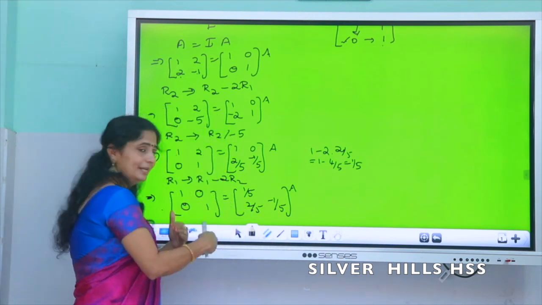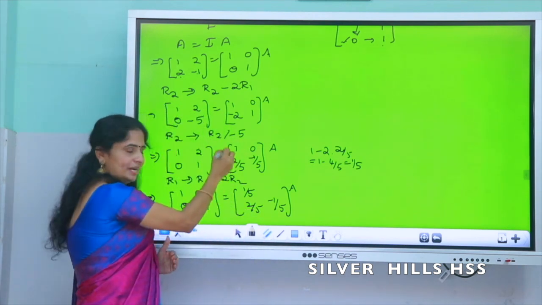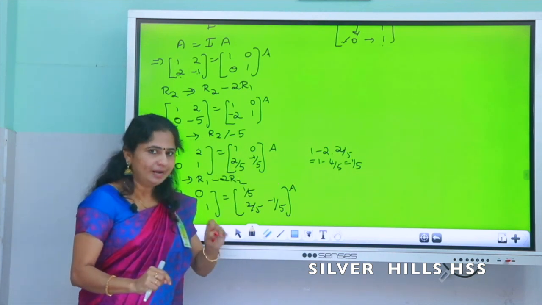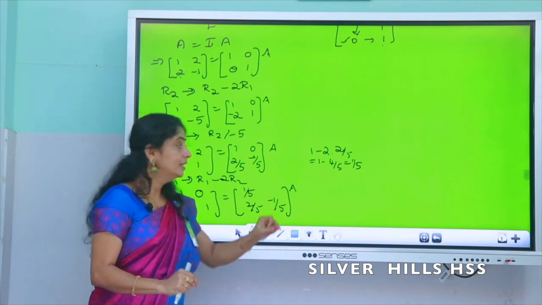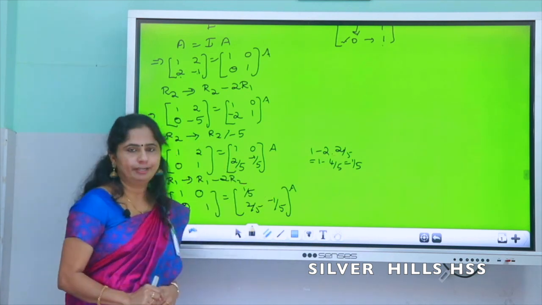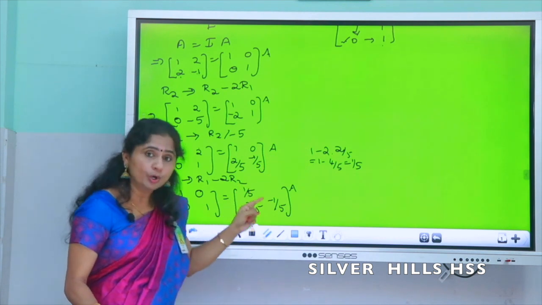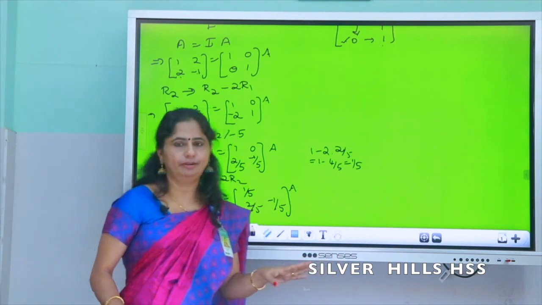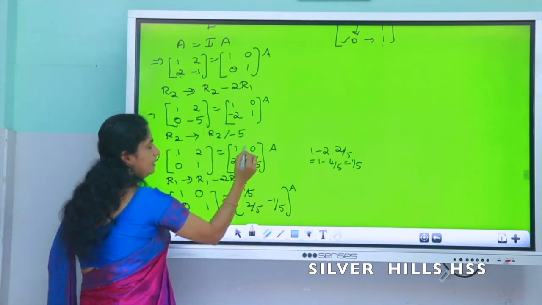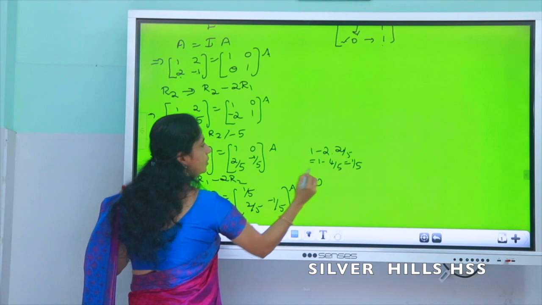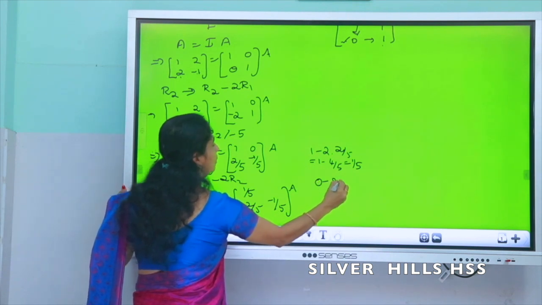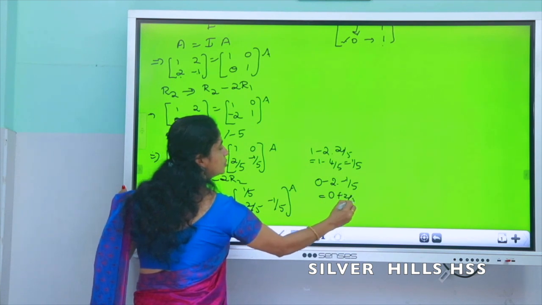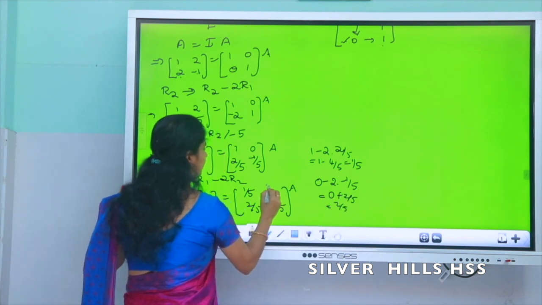So, again I will repeat it. R1 minus 2 into R2. R1 is 1 minus 2 into corresponding R2 is 2 by 5. So, on simplification, what do we get? 1 minus 4 by 5, that is equal to 1 by 5. Similarly here, 0 minus 2 into minus 1 by 5. So, what do you have? 0 plus 2 by 5, so 2 by 5.